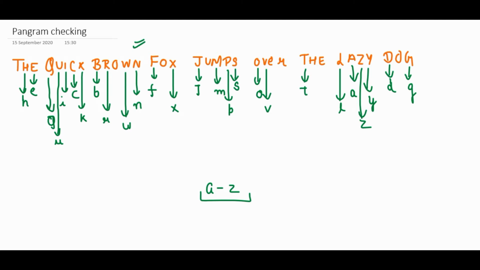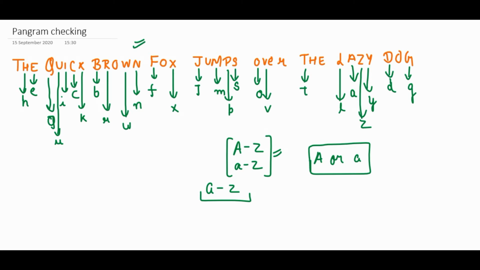Here we are considering uppercase letters and lowercase letters to be the same. So there is no difference between them. If we have A or we have a, it is considered that it contains A as an element. So what we can do to check it?